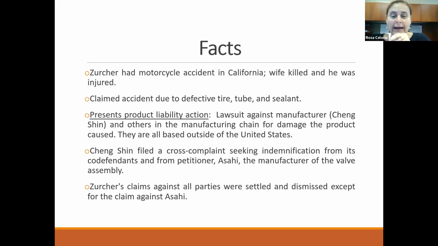Any of you want to try telling me what the procedural history of this case is? Because that's actually a very important component of the case brief. What happened to this case? Where was it first filed? What were the different levels? Anybody want to tell me?